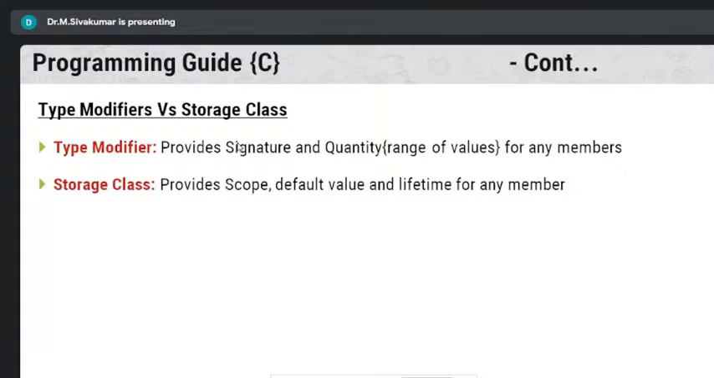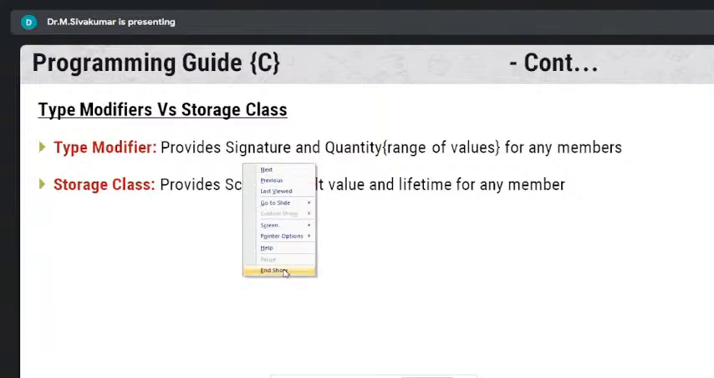But many faculties, and even many students, do not learn this topic seriously. According to me, I always give priority to this topic. Why I am giving priority, let me explain. The first one is the type modifier. In this I have mentioned that it provides signedness and also quantity. Quantity means, as we all know, the range of values for any number. I will give some explanation also. And the second one, a storage class, provides scope, default value, and lifetime. Everybody is familiar with scope and default, so I will give an example for understanding.